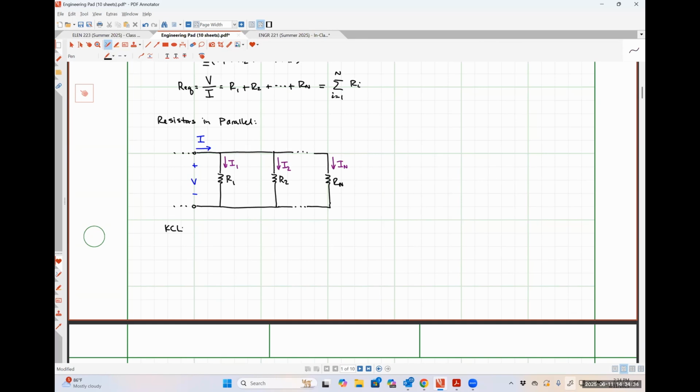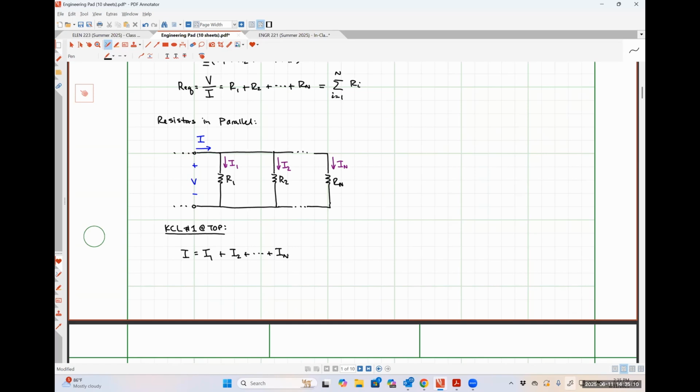So if we apply KCL number 1 at our top node, so that's the currents flowing in equals currents flowing out formulation for Kirchhoff's current law, our current flowing into that top node is simply I. And the currents flowing out of that top node are going to be I1, I2, and so forth, all the way through to I sub N.